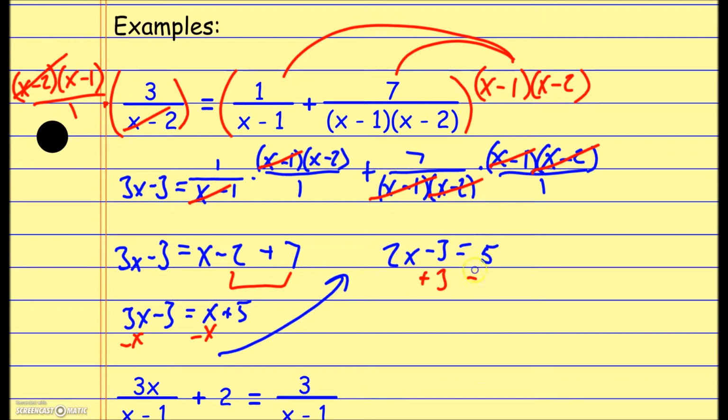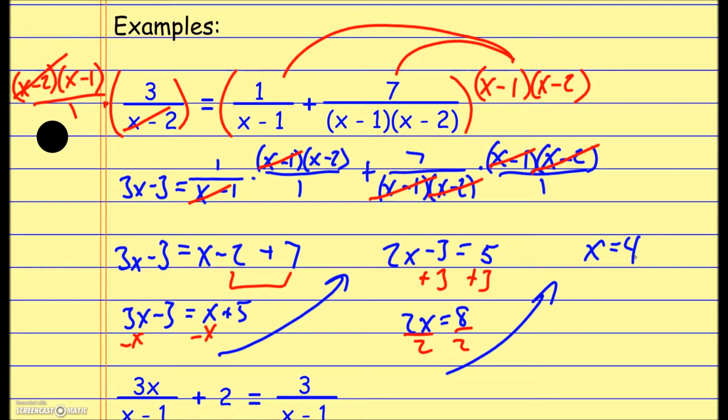And now, of course, I finish solving this thing. I add the 3 to each side. I end up with a 2x equals 8. I divide each side by the 2, and I find out that x equals 4. And the only other thing I need to do is I need to plug this back in and make sure it works.